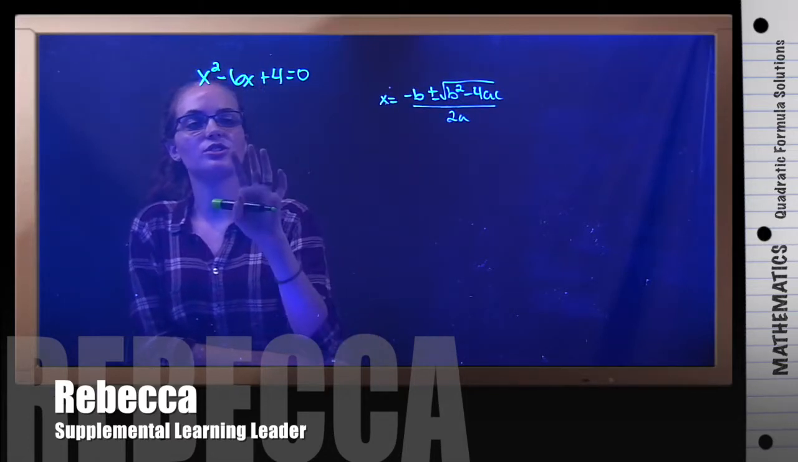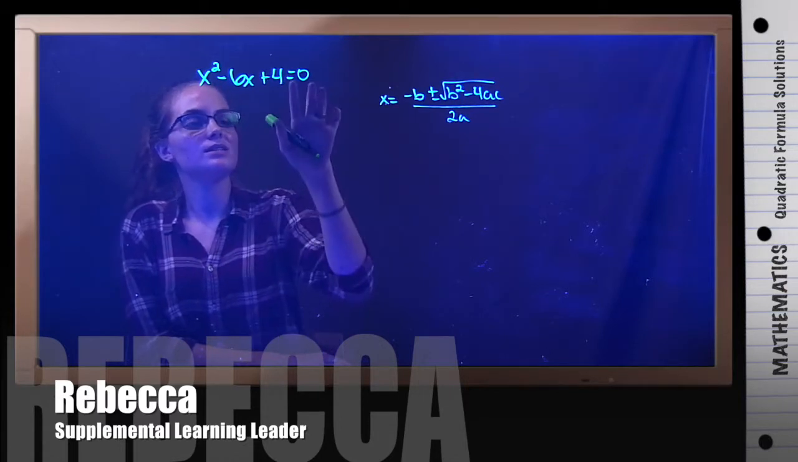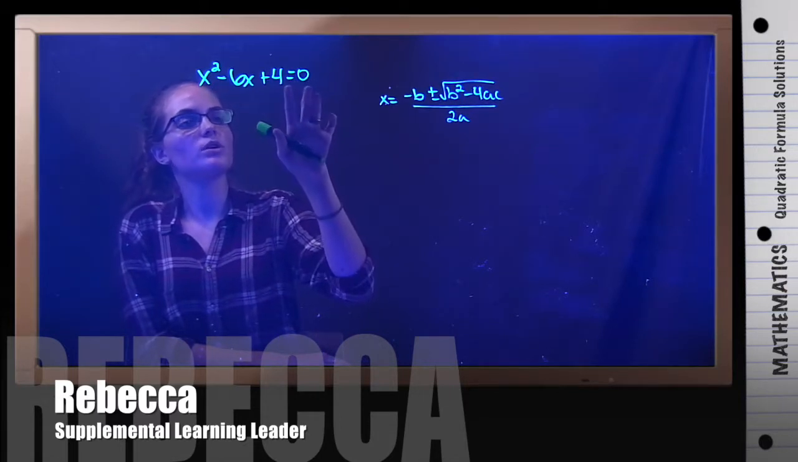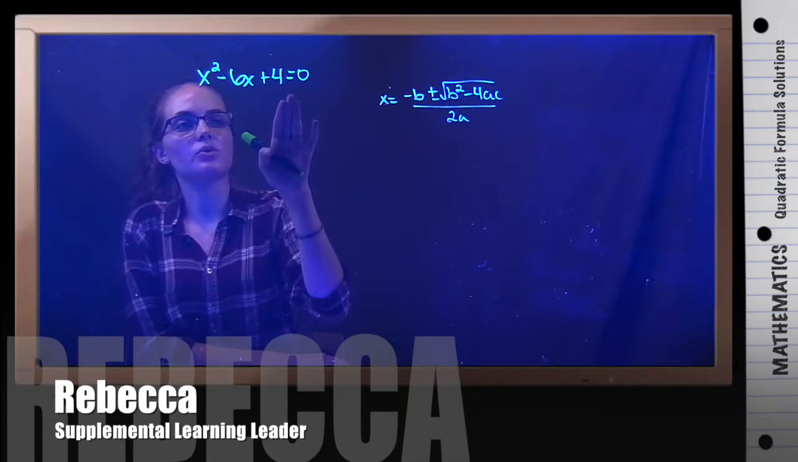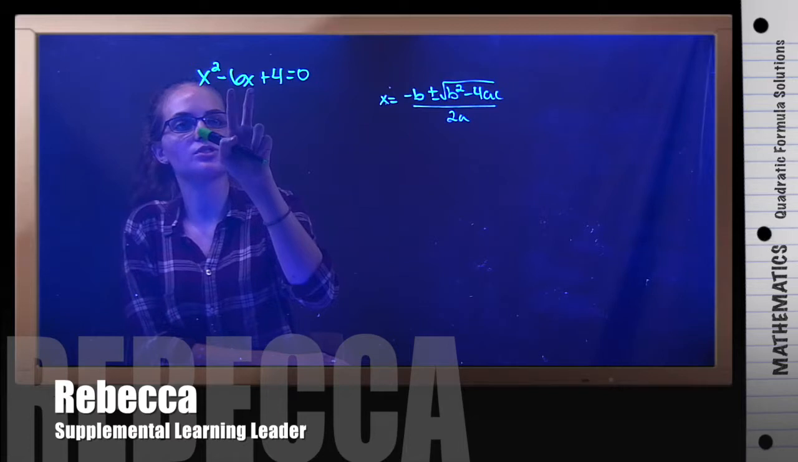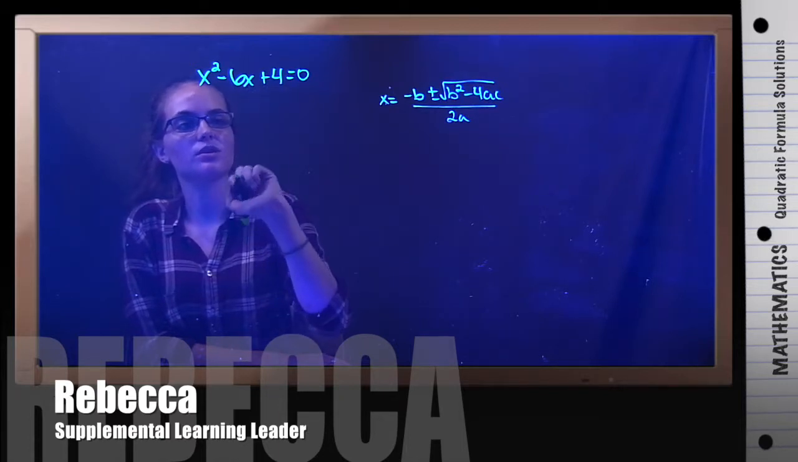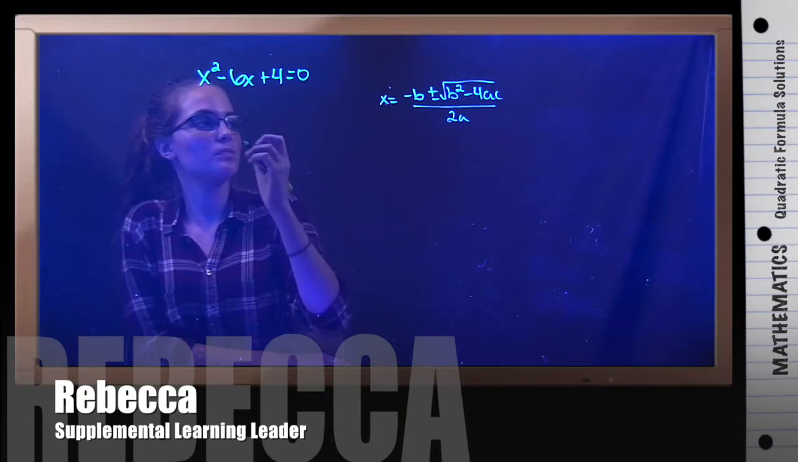Now I have to make sure my equation is in the correct form. It is equal to 0, which is what we want, and we also want it to be in descending order. Our first term is x squared, our next is negative 6x, and our last one is positive 4. So it's in the correct form.